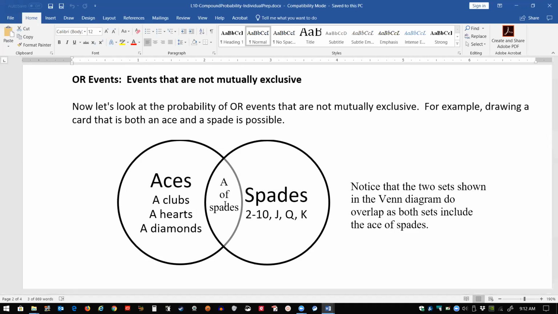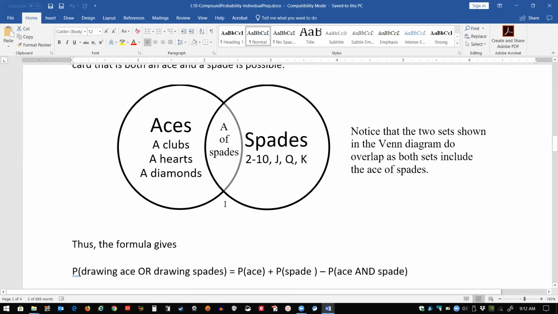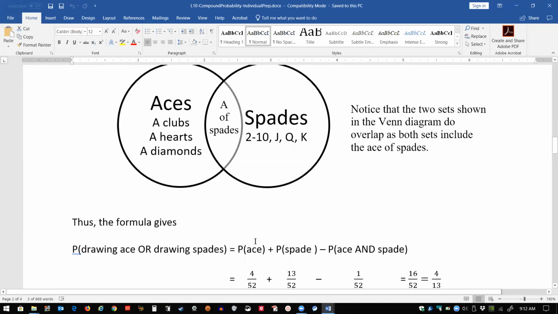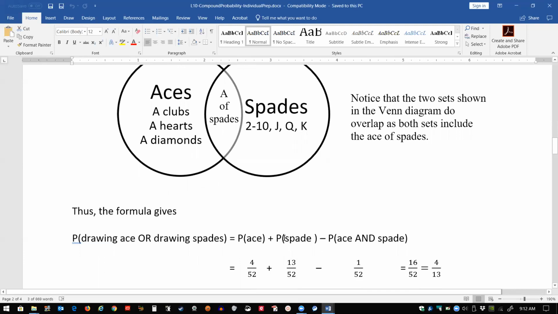Because of that, if we find the probability of each individual event happening, the probability of an ace and the probability of drawing a spade, we can't just stop there because we have counted this overlapped card. We've counted it twice. It's in both of those groups, right? Because the ace of spades is in the ace group, so it's figured into that ace probability. The ace of spades is also figured in that probability for drawing a spade.